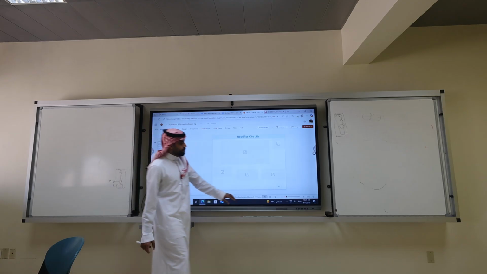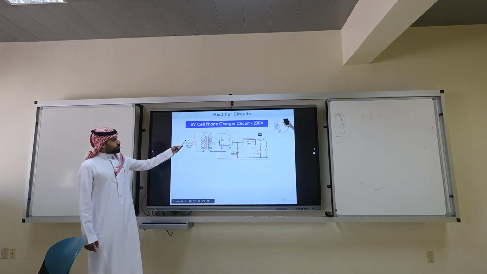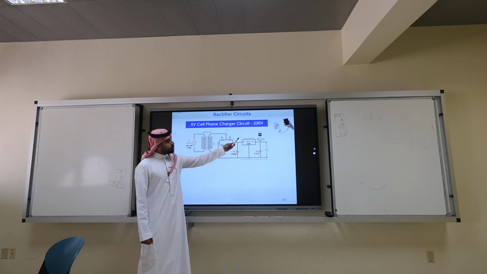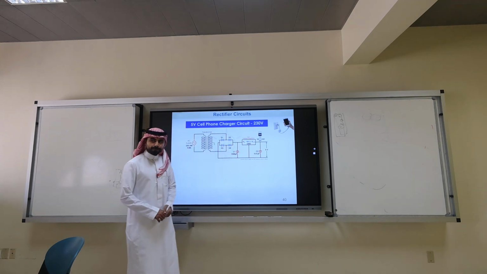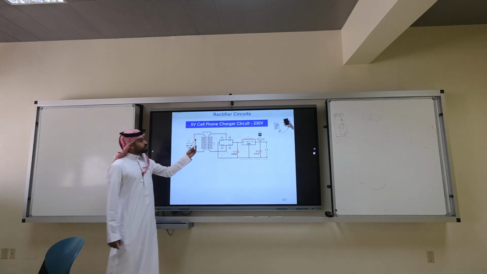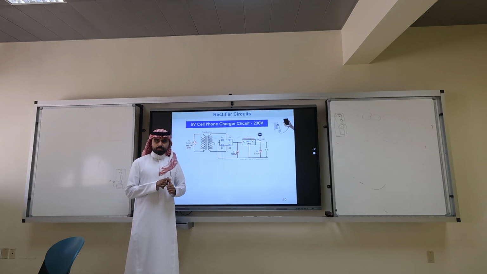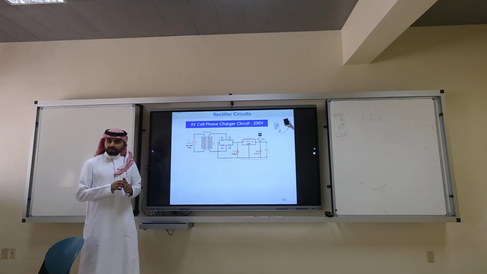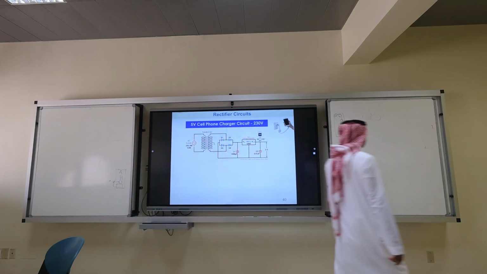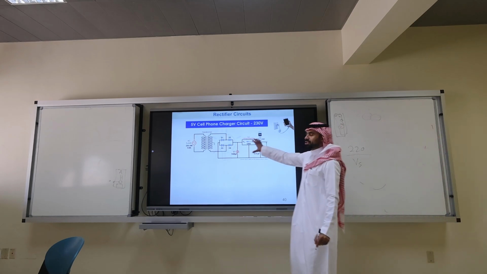So look at this circuit, okay? We get 220, 240. We want to convert it to what? To 5 volts. So what you need to do is get the turns ratio. What is the turns ratio? It's 220 over V secondary. What's V secondary? No, it's not 5.